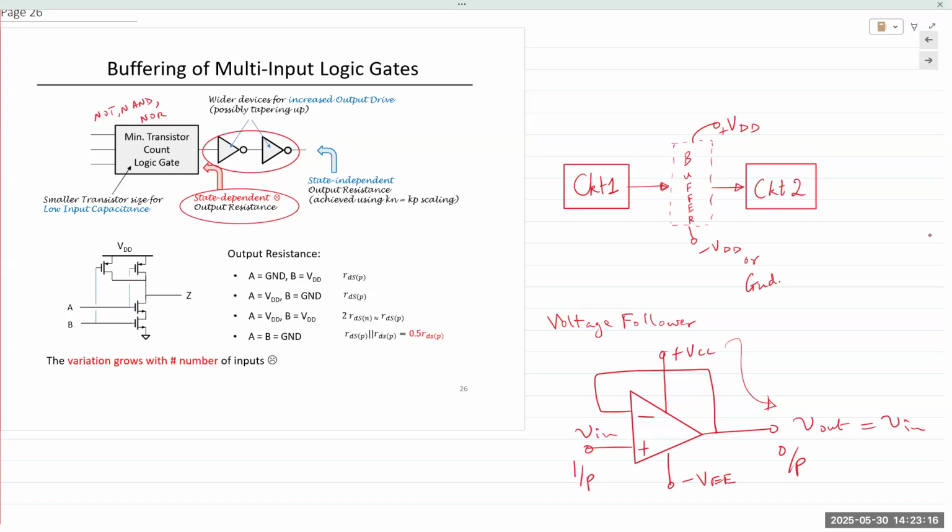When that changes, the output current changes, and that's not desirable. And so if we create a buffer between the output of this logic gate and the next circuit, then the output of the buffer gate is going to have a fixed resistance. It is not going to vary depending on the state of the input.